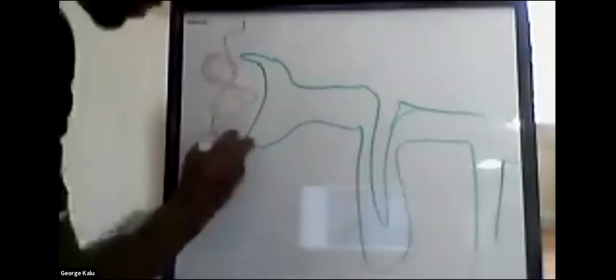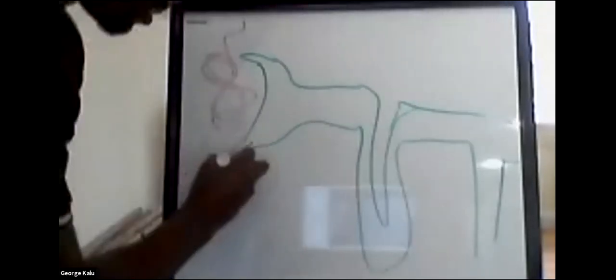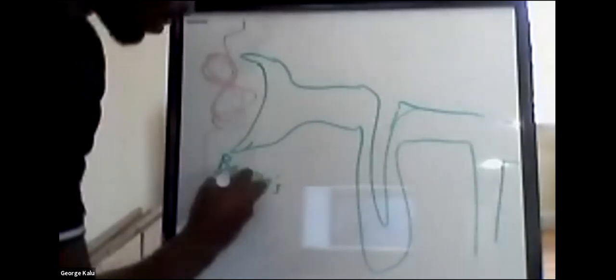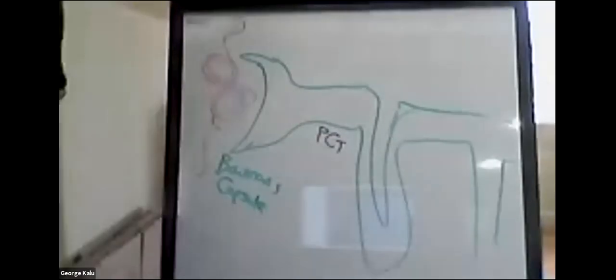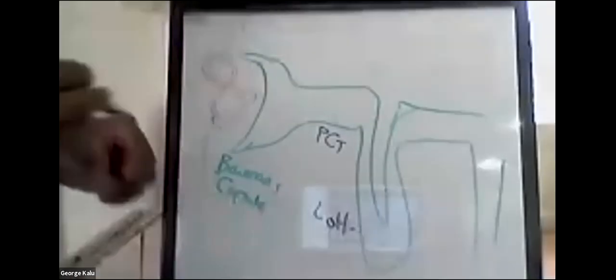All right, so that's that. Sorry, that's kind of an ugly picture there, but this is everything there. And so if we draw everything out here, this would be Bowman's capsule. This region would be the proximal convoluted tubule, up here. Down here, we have the loop of Henle. I'll just put LOH for loop of Henle.